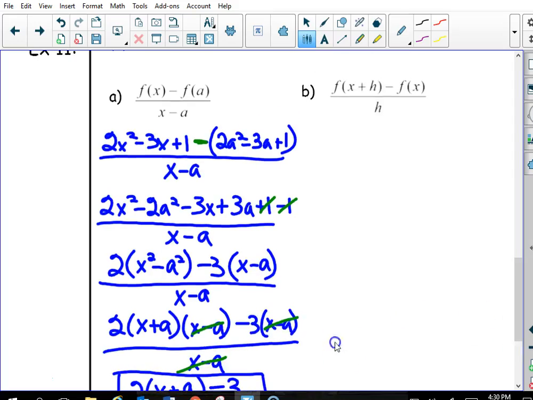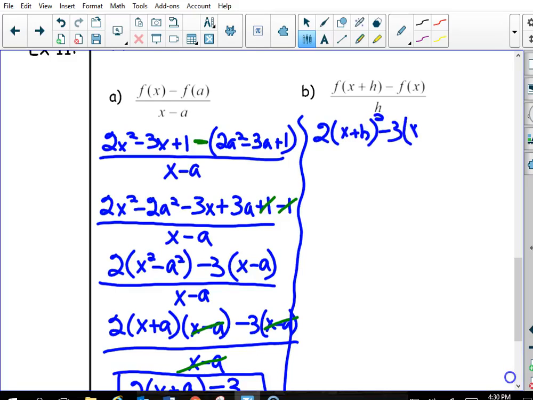Okay, this one is kind of the same idea, but we're going to substitute x plus h into our first substitution. So we get 2, instead of putting in an x, I'm going to put in x plus h squared, minus 3 times x plus h, plus 1. And then I'm going to subtract f of x. And that's all over h.